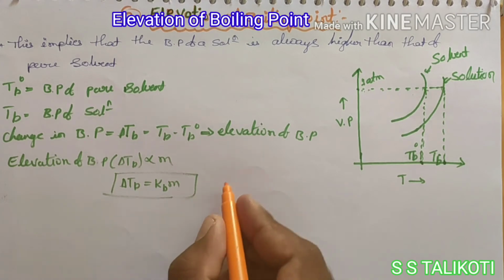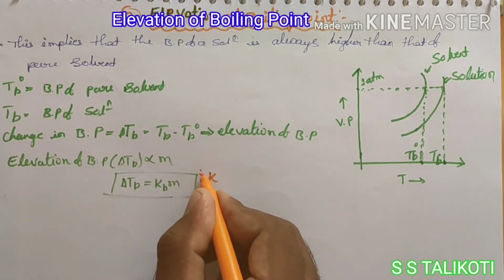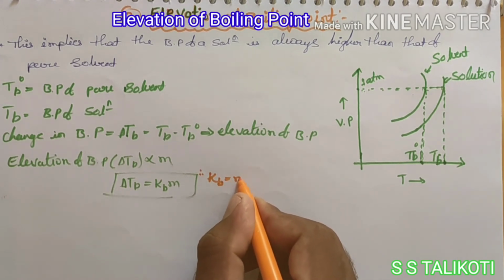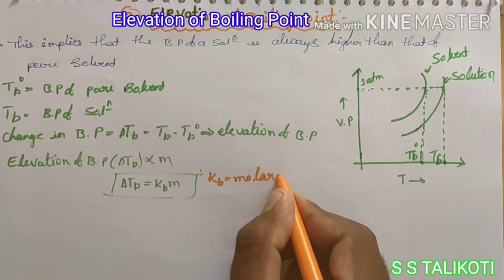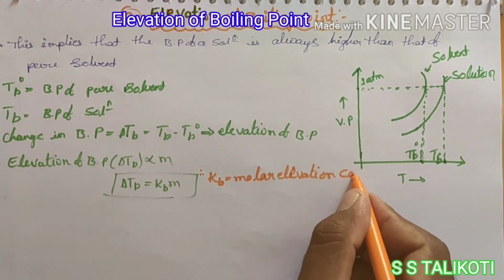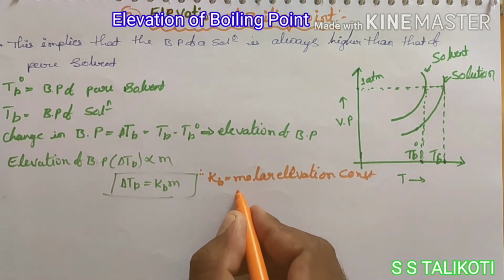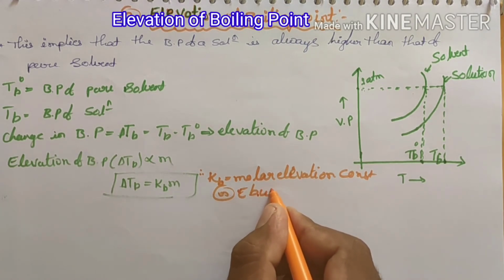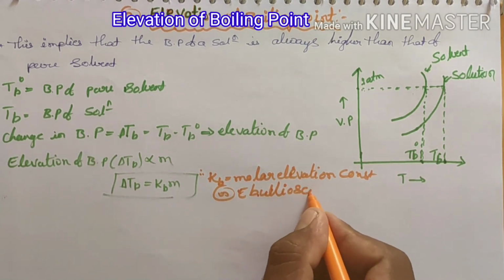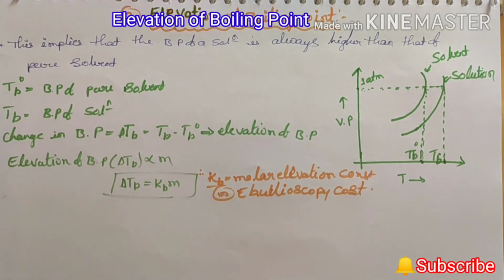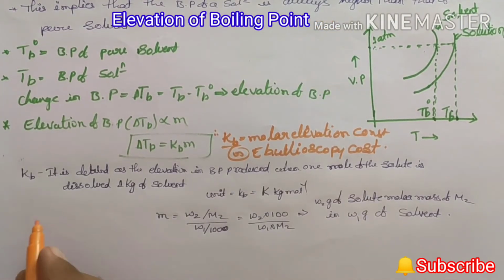What is meant by KB? KB means, very important, the molal elevation constant, or it may be called the ebullioscopic constant, or one more name, the ebullioscopy constant, dear student. Then define what is meant by the ebullioscopic constant. They ask this in exams, so I will define it.